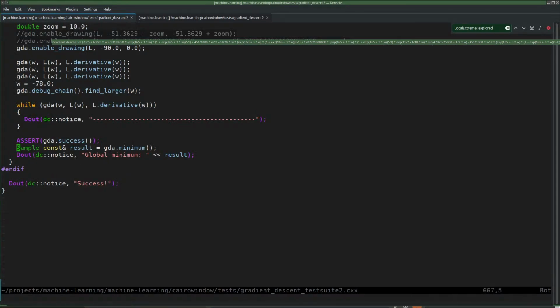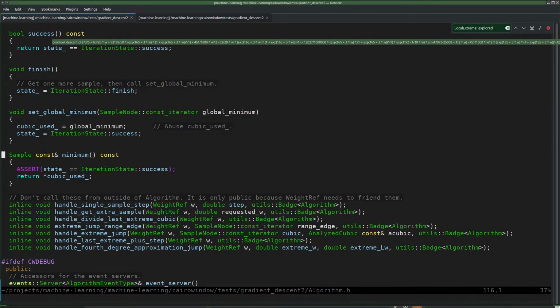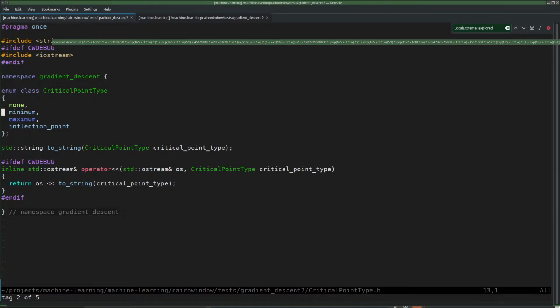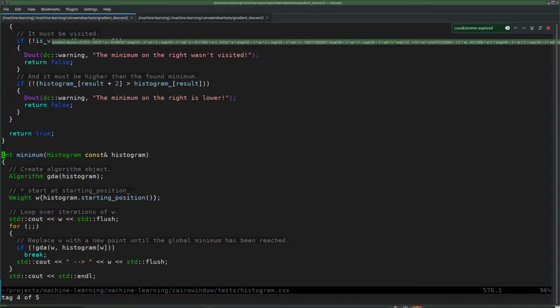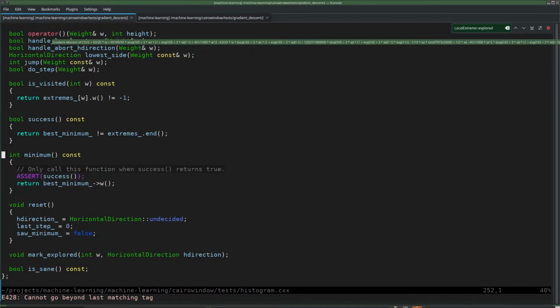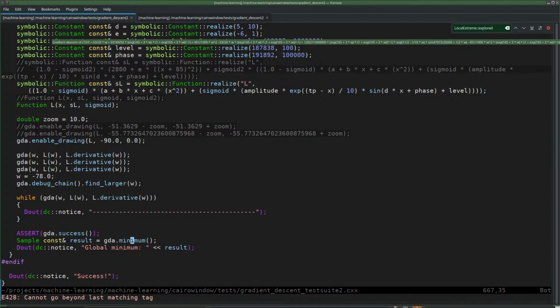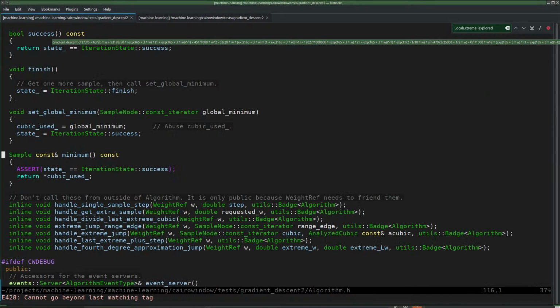Or just, if success is set, then we are allowed to call minimum. That returns cubic used. What? No, that's just nonsense. It should be best minimum. Oh yes, that's the thing. That's the thing. So you see, set global minimum. That's what it should call.